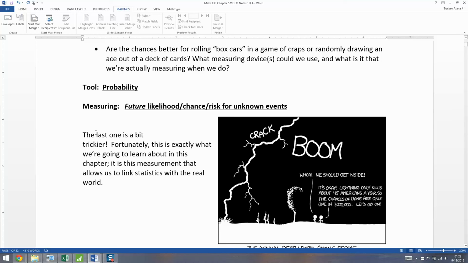All right, now obviously this is a bit tricky. Fortunately, it's exactly what you're going to be learning about in this chapter. So it's that measurement that allows us to link statistics with the real world, because the real world is messy. The real world, we don't know what's going to happen. So we use probability to kind of make educated guesses about what we think is going to happen. But of course, to do that, you need to have a strong understanding of probability.